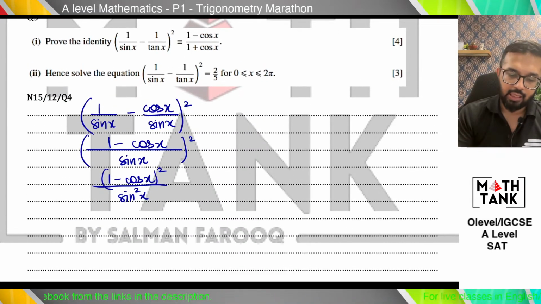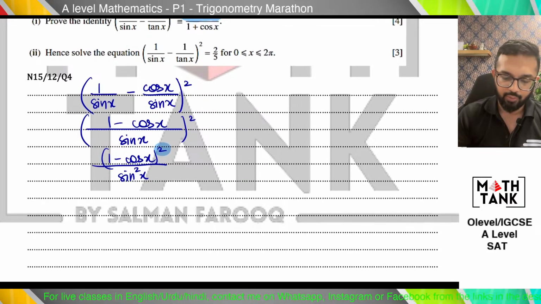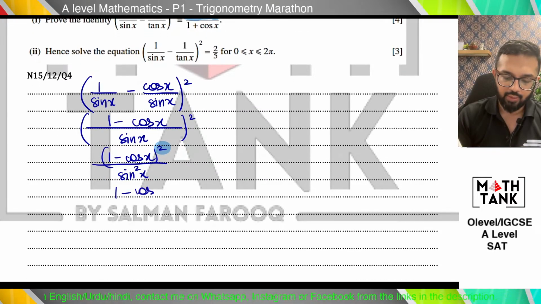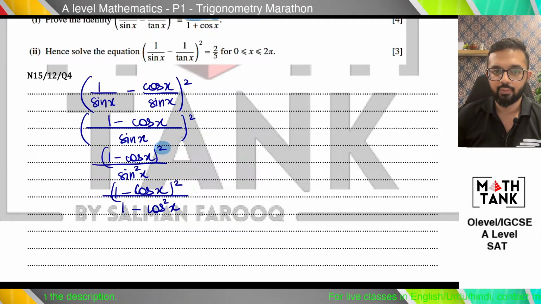Looking at the answer that I have on the right hand side, I want 1 minus cos x. So there might be a possible way of cancelling out the square somehow. That's what I'm going to do. I'm going to say that 1 minus cos x, squared, equals to this. I can say sine square x is basically 1 minus cos square x.